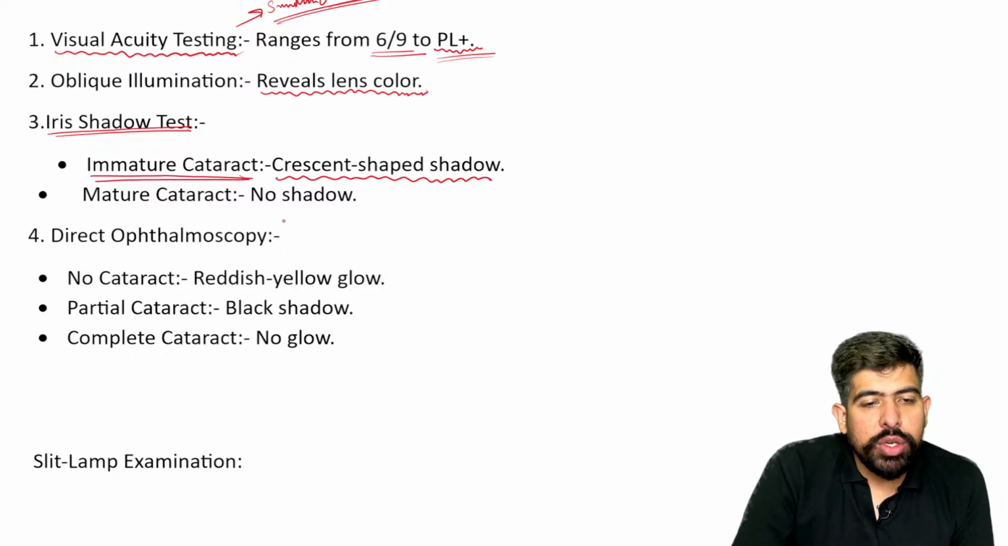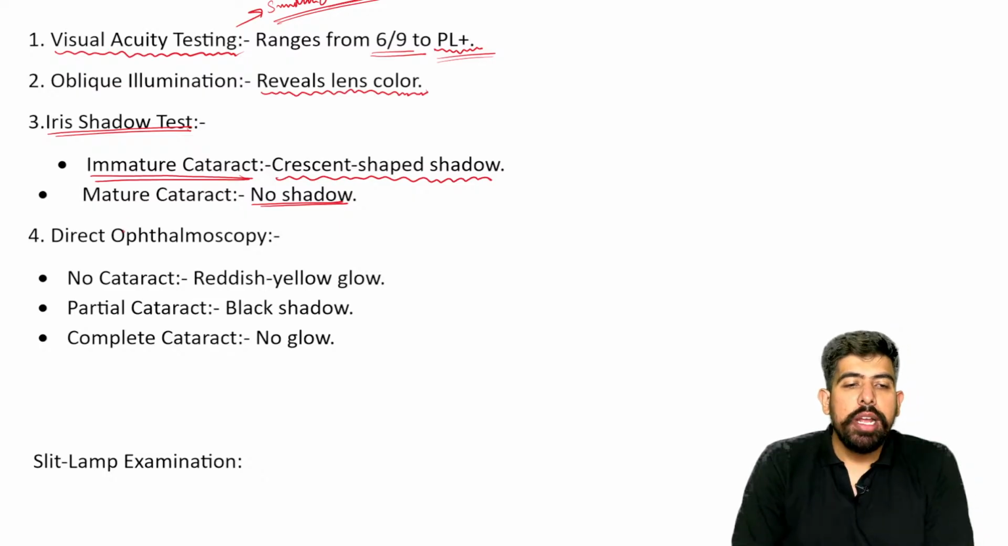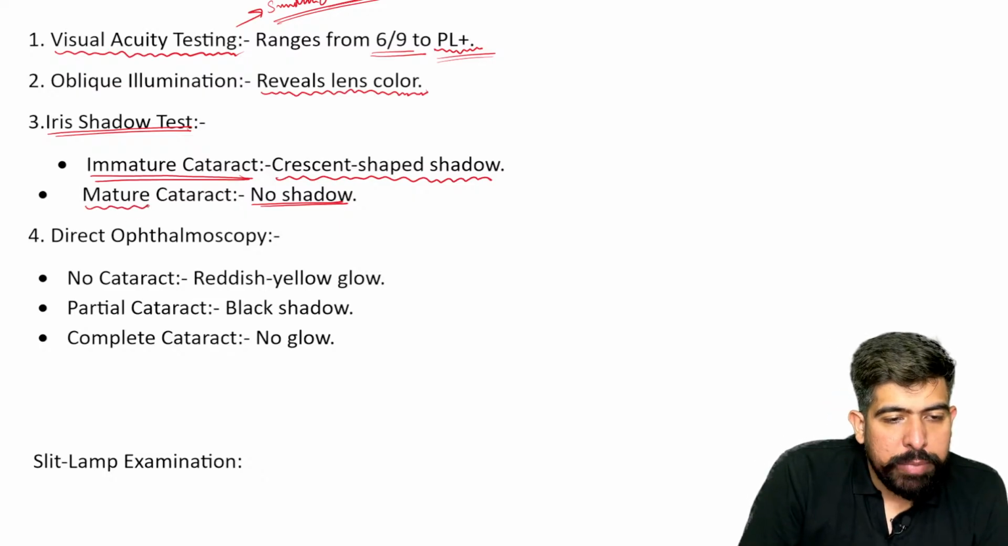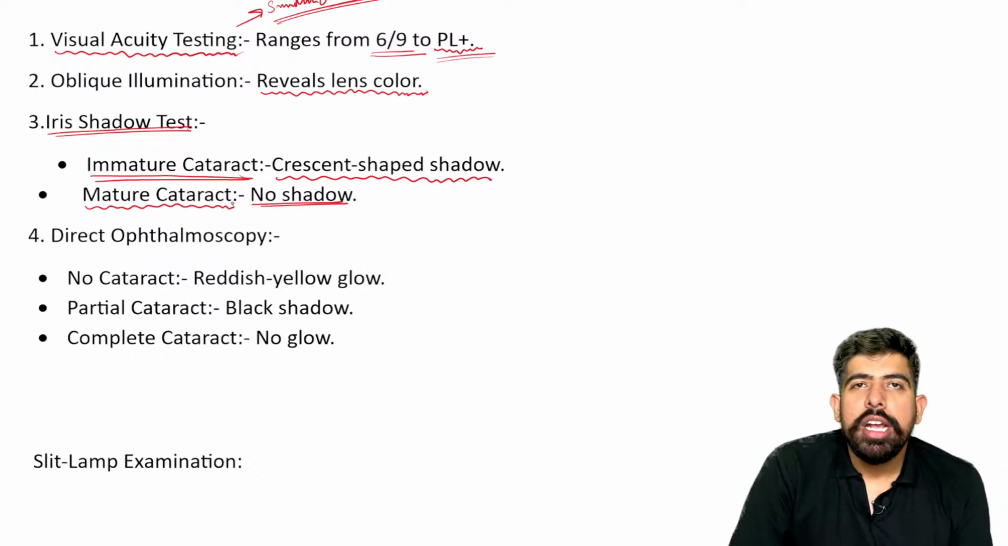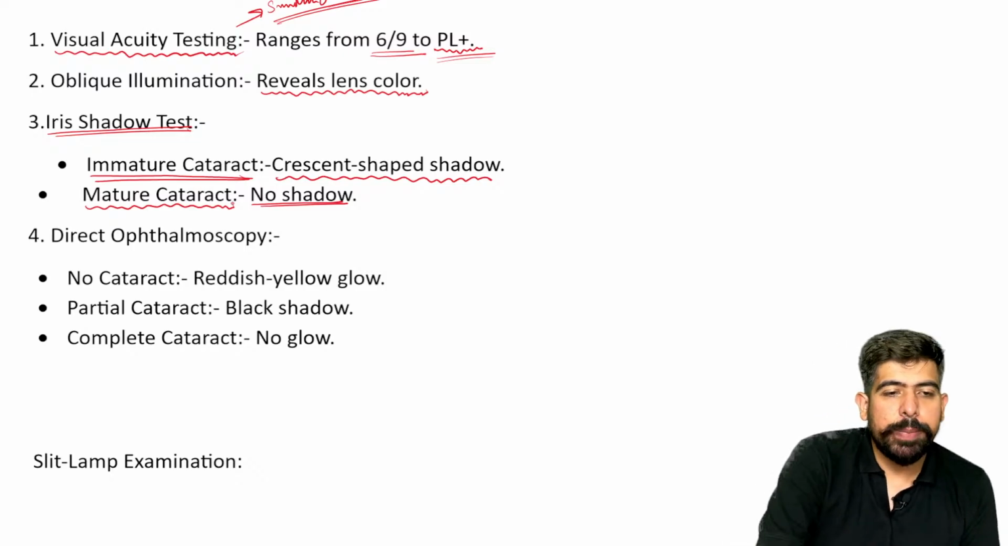But if no shadow is visible, please remember, if no shadow is visible, the patient has a mature cataract. So just by this iris shadow test, we can identify the maturity of the cataract, or that a mature cataract is there.